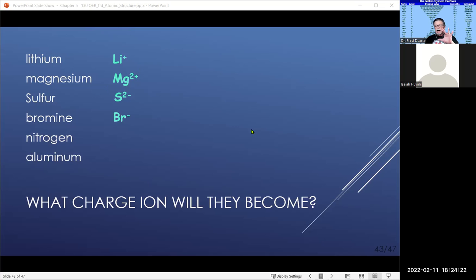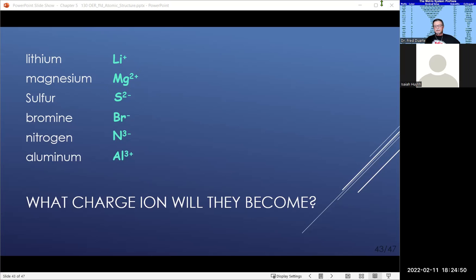Nitrogen is in group 5. It's a nonmetal. It will gain electrons. Specifically, it will gain 3 because it needs 3 electrons: the 5 it has plus the 3 gives me the 8, right? Which results in a -3 charge. Okay? And then aluminum is in group 3. It is a metal. It will lose those 3 electrons, resulting in a plus 3 charge.